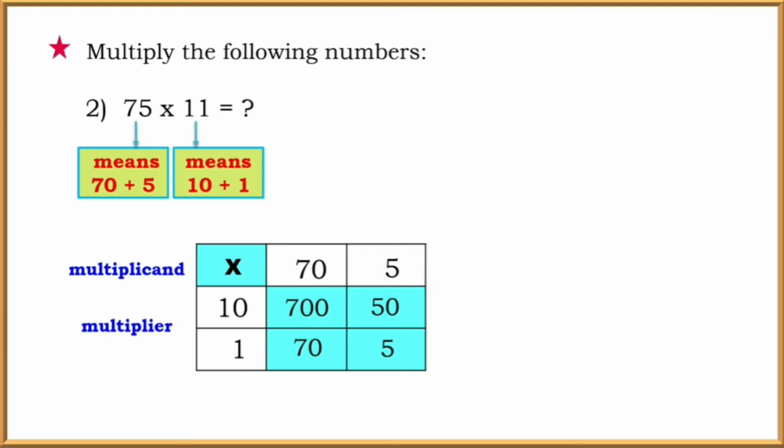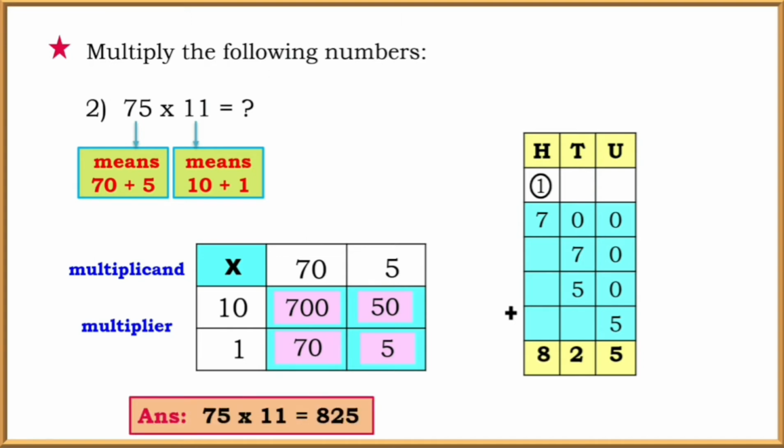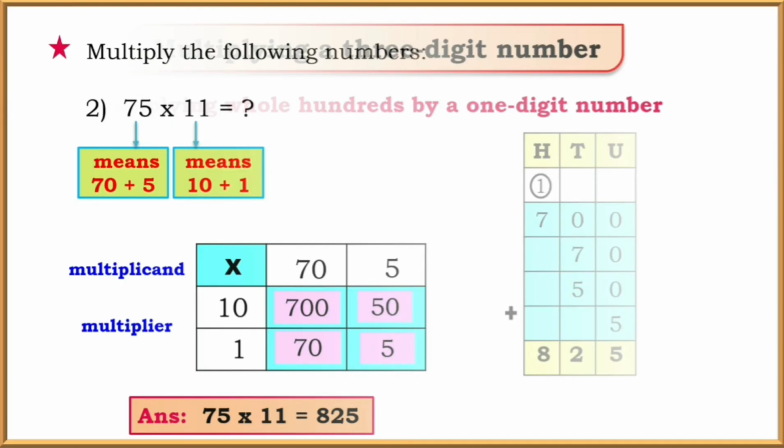Now what we will do? We will add these numbers. 700 plus 70 plus 50 plus 5. So the answer will be 5. 7 plus 5 is equal to 12. 1 is carrying over and 7 plus 1 is equal to 8. So the final answer is 75 multiplied by 11 is equal to 825.